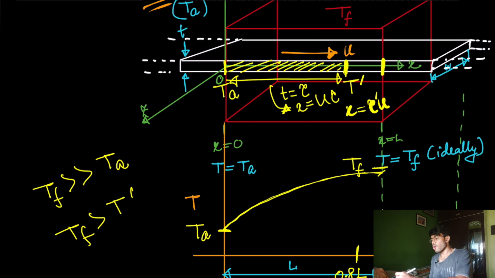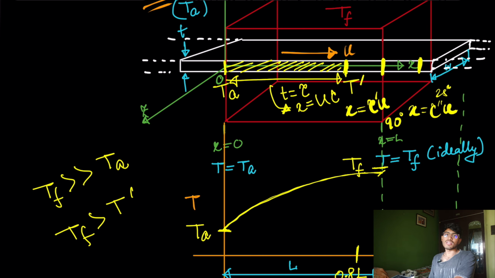Now maybe here the temperature is 90 degrees at exit and the ambient is 25 degrees. So maybe after some time, x equal to tau double dash into u, it has covered x equal to tau double dash into u, and this section has come to this one, this section.